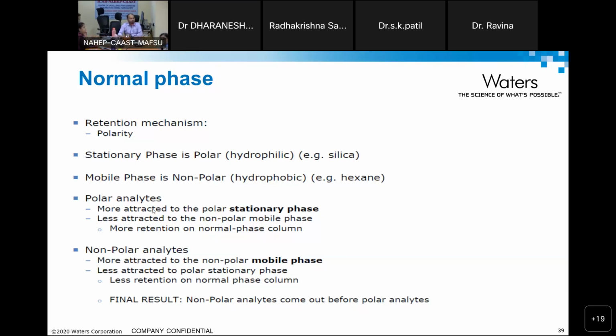Okay, so the final outcome in case of normal phase chromatography would be that non-polar analytes elute first, before the polar analytes. So that is the basic difference between normal phase and reverse phase chromatography.